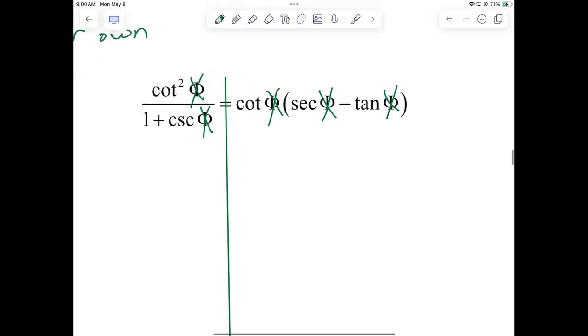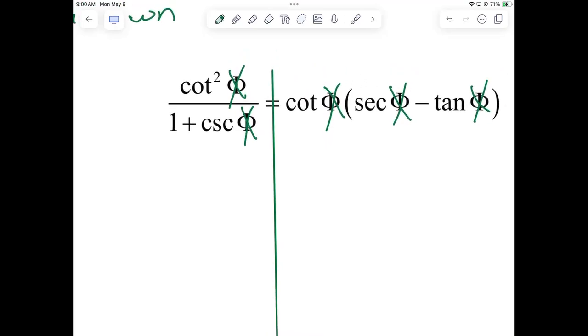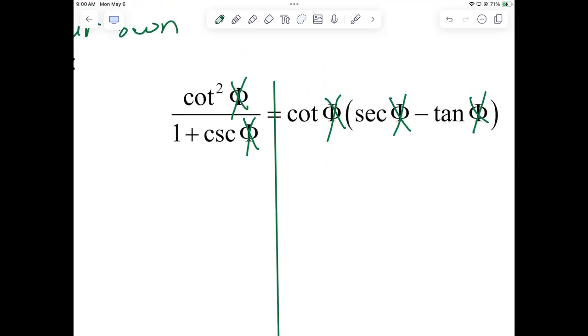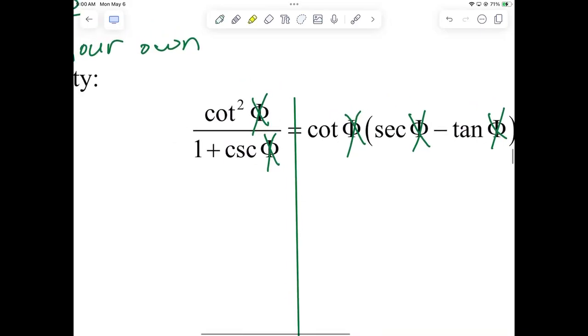Okay, so I can follow you all the way through. Which side do y'all want to start on? Okay, left side. What would you do on the left side? Hey, I see an opportunity to multiply by the conjugate, don't you? 1 plus something, so let's multiply by the conjugate.